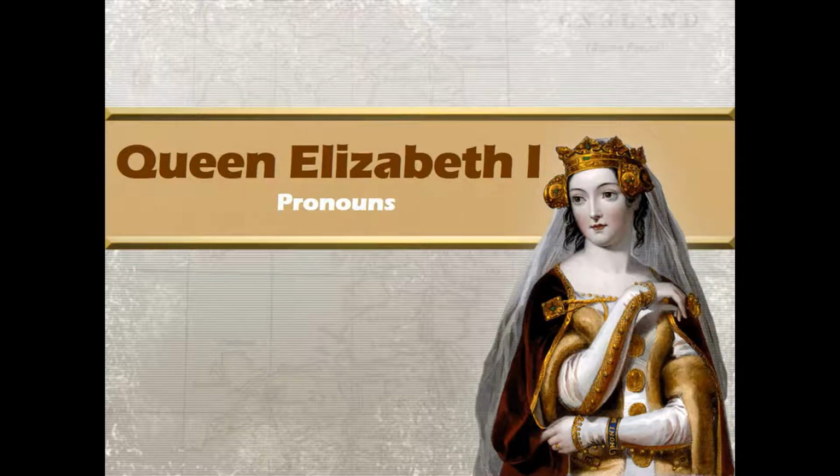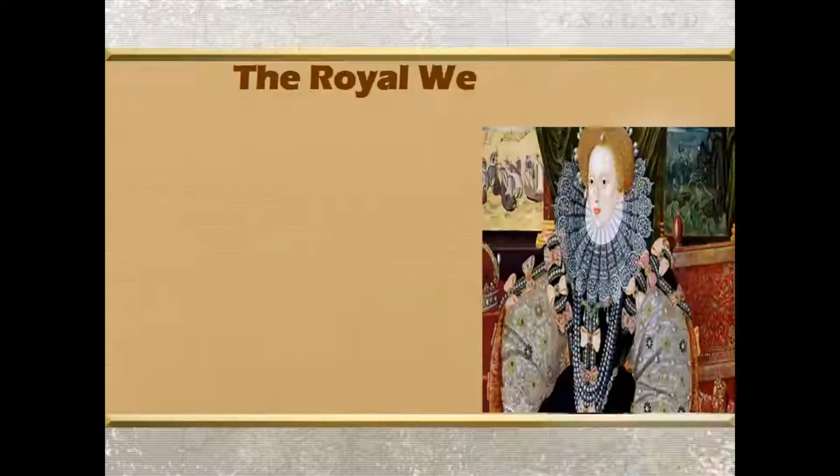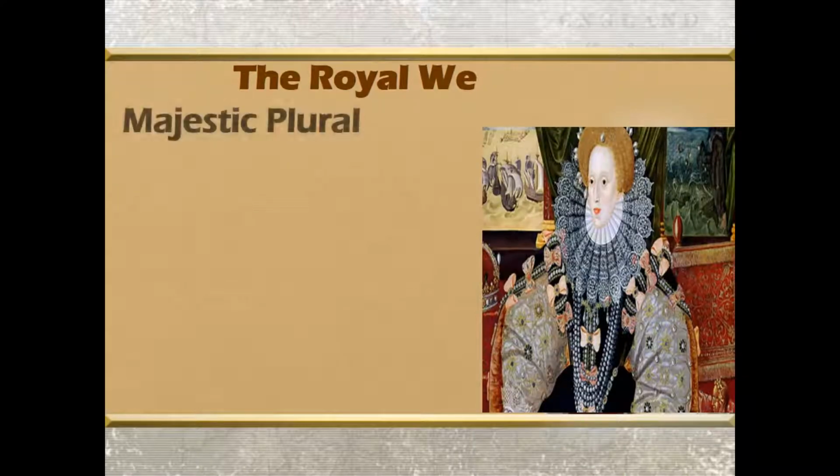When we look at Queen Elizabeth I's speech to the troops at Tilbury, and we simply look at the pronouns, we can see a lot going on. She begins with the royal we. The royal we is also referred to as the majestic plural.